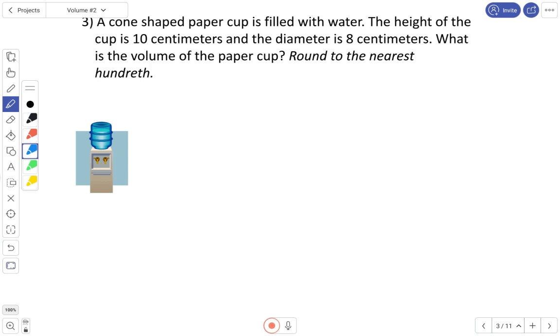All right, next example. Word problem. It says a cone-shaped paper cup is filled with water. The height of the cup is 10 centimeters and the diameter is 8 centimeters. What is the volume of the paper cup, round to the nearest hundredth? So whenever I have a word problem, I am going to draw a diagram. So it says the cone-shaped paper cup. So I know I'm talking about a cone. So I'm going to draw my cone.